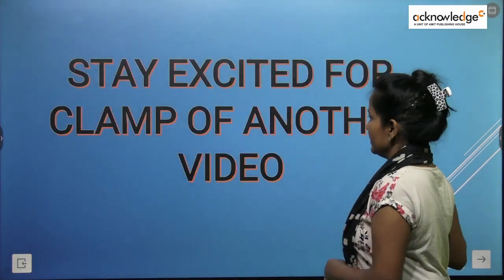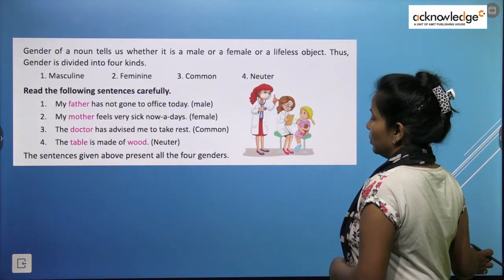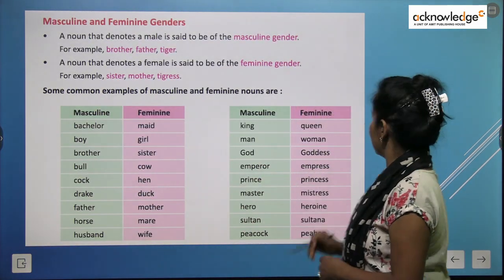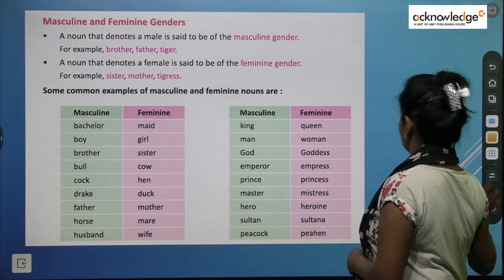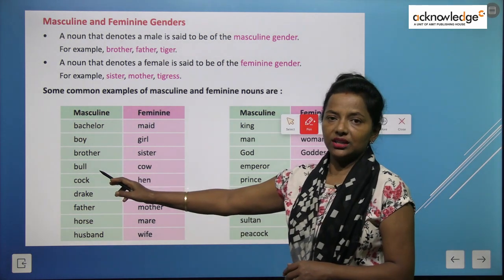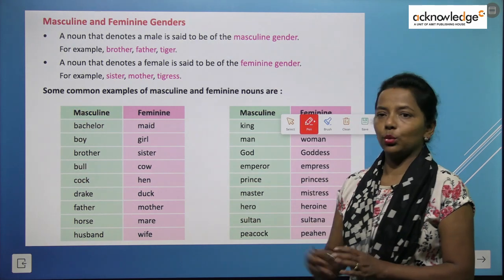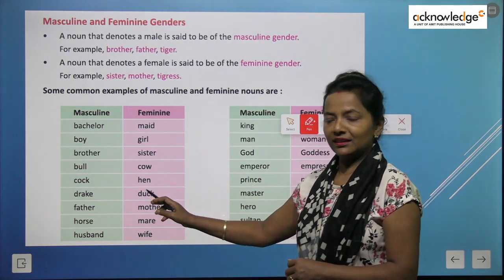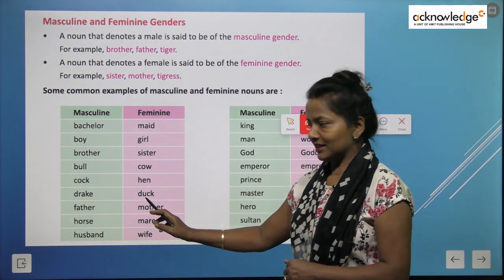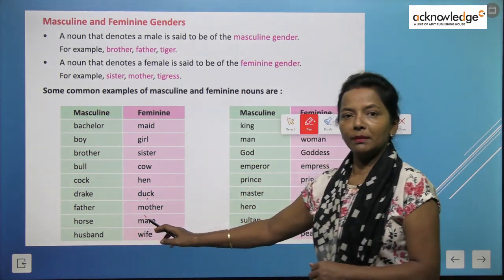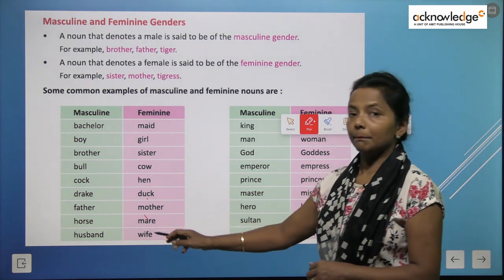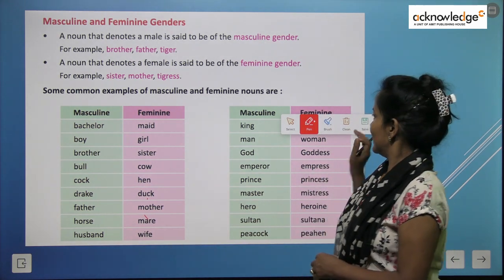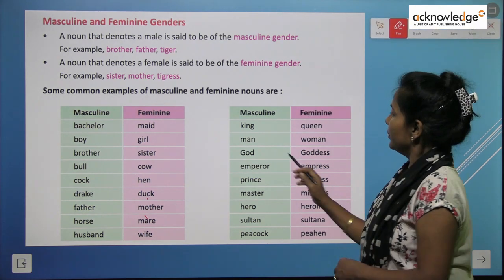Okay. Now, what else? Brother, masculine. Sister, feminine. Fine children. Bull, masculine, male. Cow, feminine, female. Cock, hen. Drake, duck. Father, mother. Horse, mare. Husband, wife. Now here are a few more.